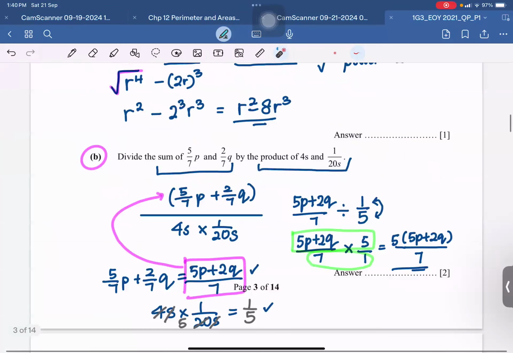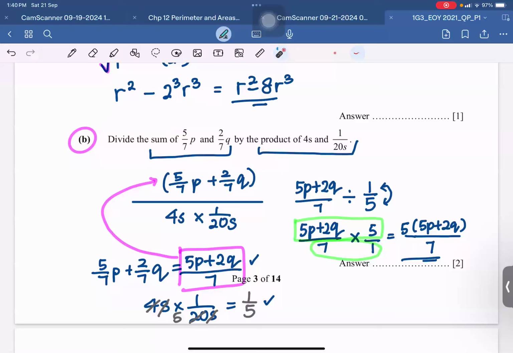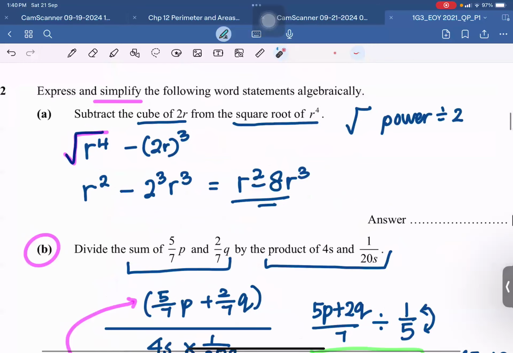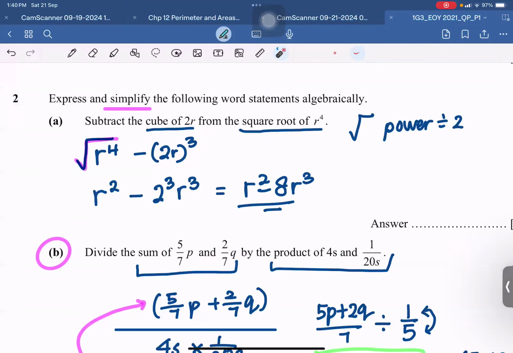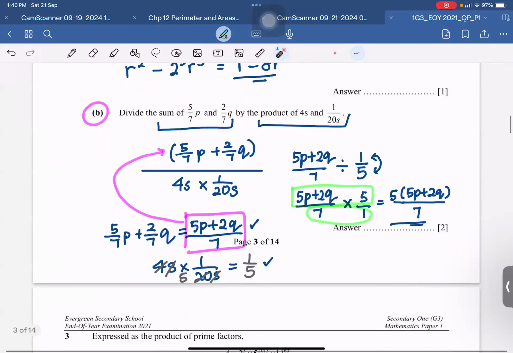25p plus 10q can, although it's not the simplified form, the simplest form for a fraction. For a fraction, the best answer is to keep it factorized, don't expand. But for an expression like that without a fraction, it will be better to expand out, but for fractions, not necessary.